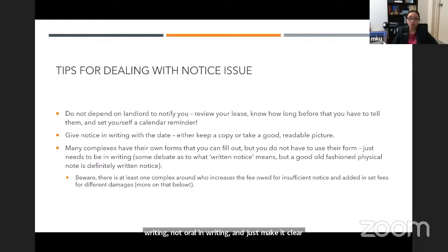There's no special language, and it doesn't have to sound like it was drafted by a lawyer. Just make it clear, put a date on it, do it in writing, and that way you've met that requirement and you've avoided some potential additional rent charges.